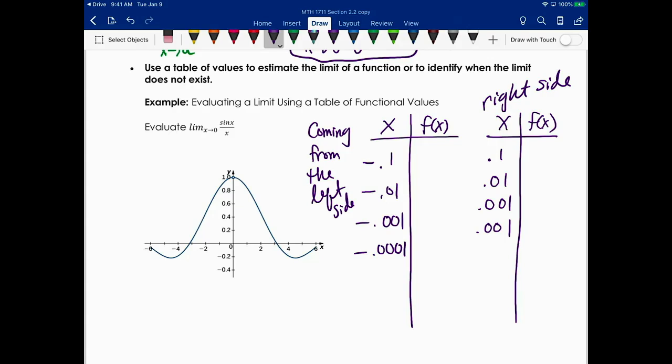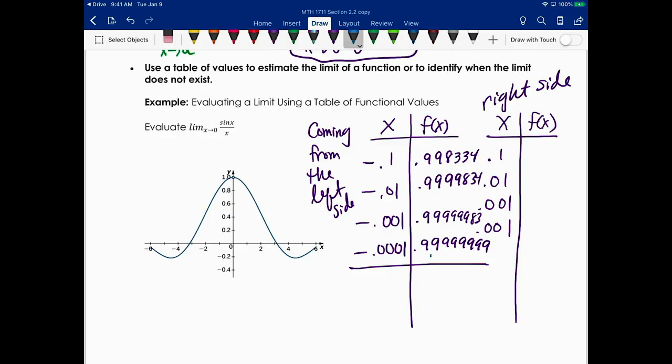When I plug in negative 0.1 into this function, I'm going to get 0.998334. Then I'm going to get 0.999983. Then I'm going to get 0.99999983. Then I'm going to get 0.999999. A lot of nines. So on this side, coming from the left side, it looks like it's getting closer and closer to 1 as x gets closer and closer to 0.